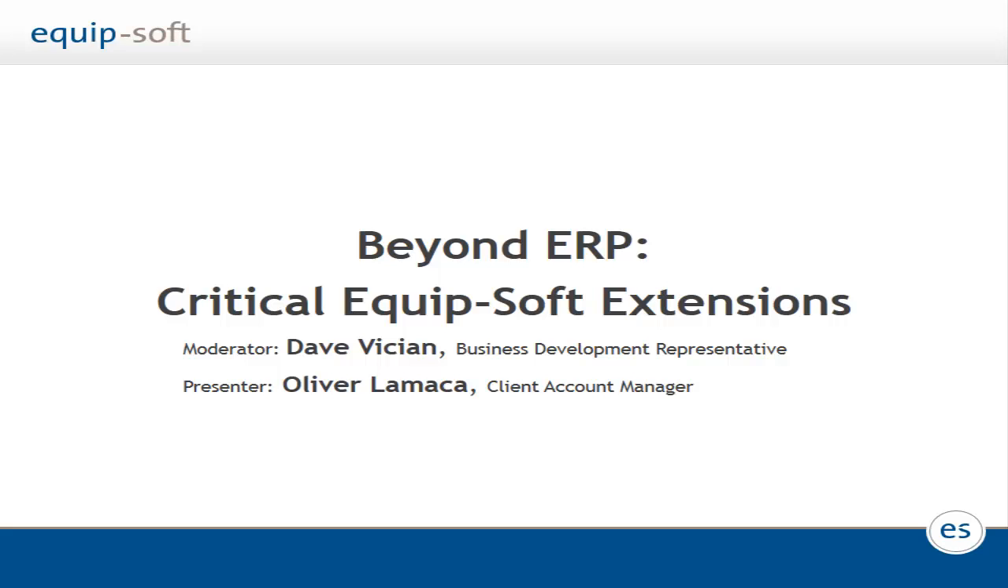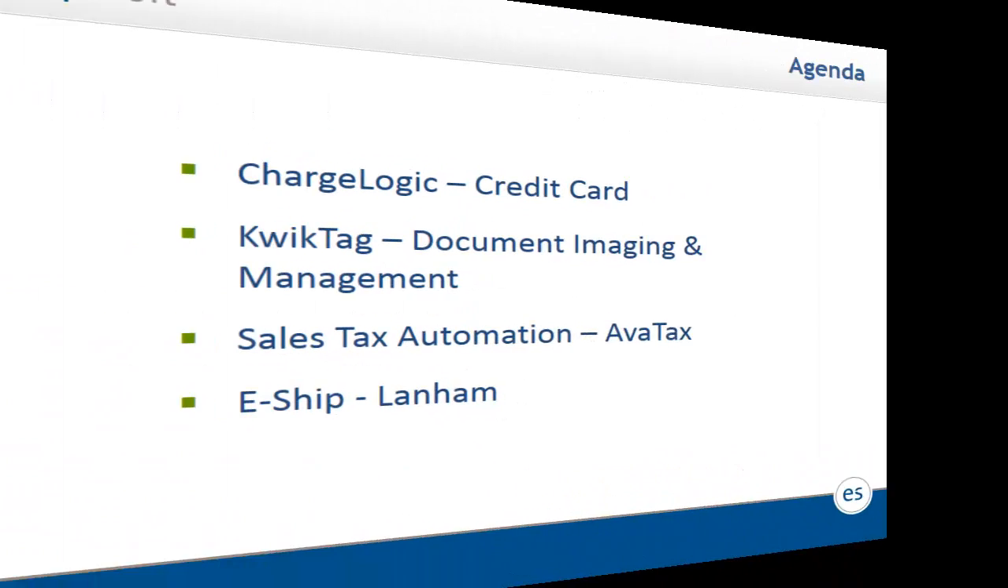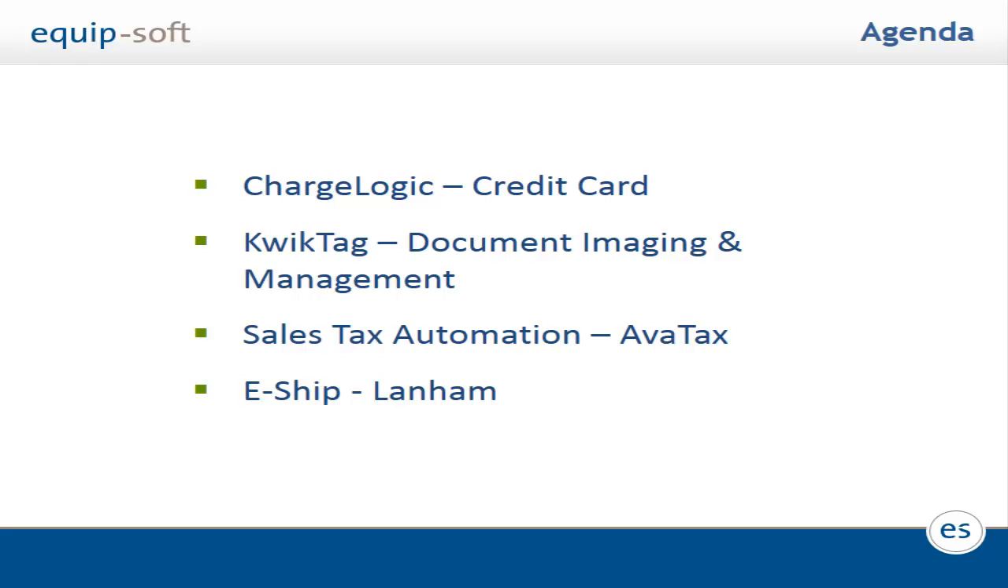Our agenda for today is really looking at 4 different products. One of them is ChargeLogic for credit card processing. The other one is QuickTag for document imaging and management. The third is sales tax automation with Avalara AvaTax. And the fourth being eShip by Lanham.